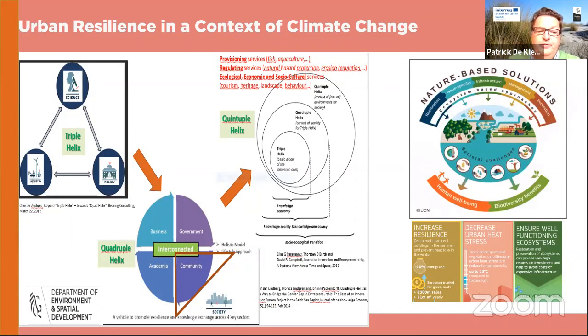Now, for assessing the value of nature-based solutions in coastal zones, we're using the ecosystem-based management approach of the quintuple helix. The initial triple helix model is compatible with the knowledge economy, and the quadruple helix combines media-based and culture-based public and civil society perspectives. The quintuple helix emphasizes, however, the socio-ecological perspective of society.